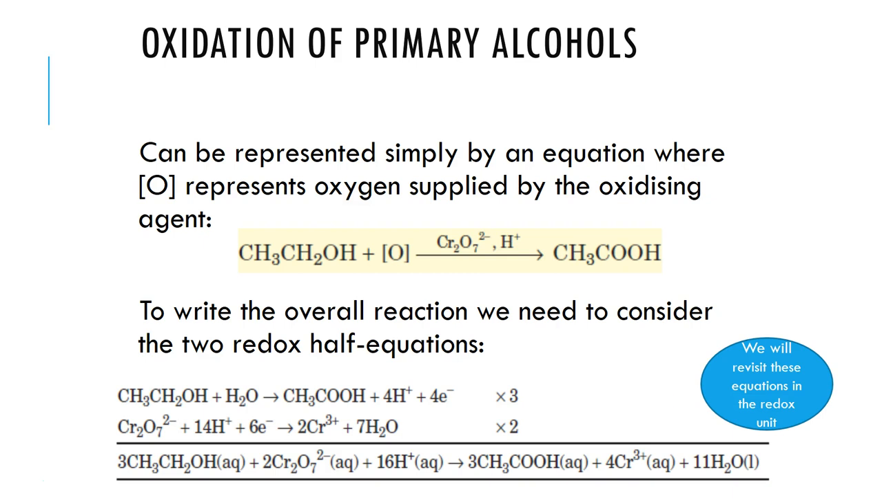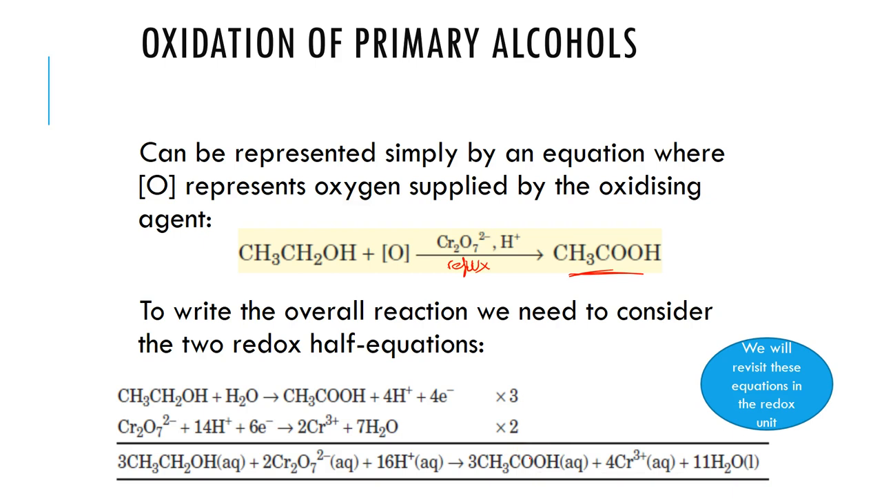So as I said, we can simply represent oxidation by using square brackets around an O, and you'll see this used by the IB quite a lot. We must put the Cr2O7 2- and H+ above the arrow because they specify our reaction conditions and then the product that we will form, in this case the carboxylic acid. So we would write reflux under here to show that we understand that we need to reflux it to get through to the carboxylic acid. As I said, when we do redox, we'll revisit these equations.